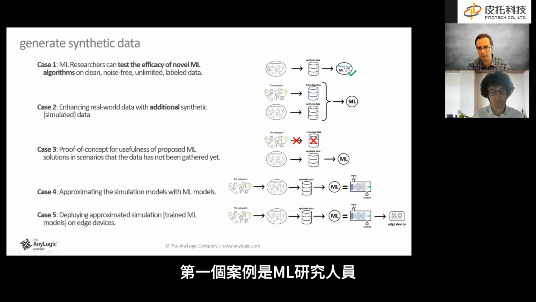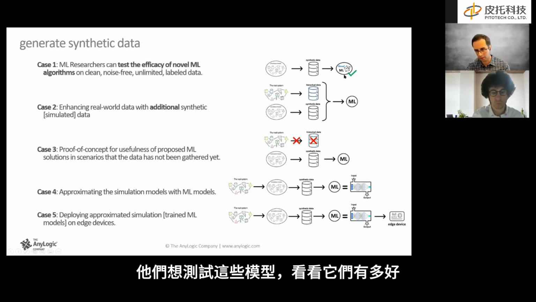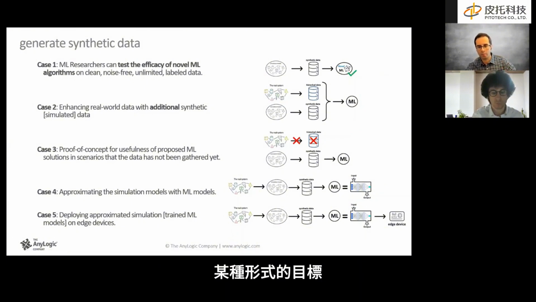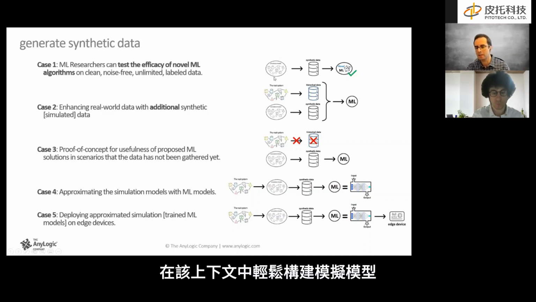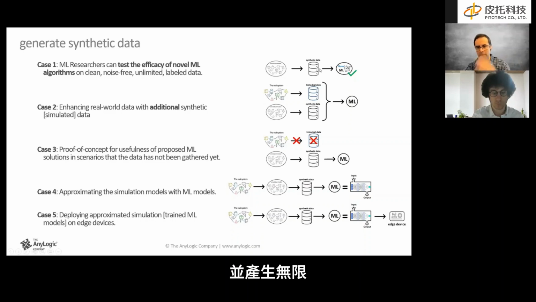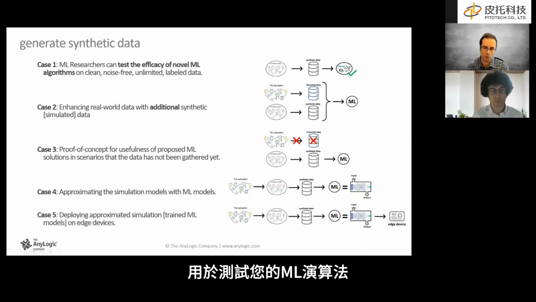The first case would be for ML researchers, people who are developing novel ML algorithms or network architectures for deep learning, things like that. They want to test these models to see how good they are. And the challenge becomes how we can have some form of objective, noise-free data, and maybe an unlimited amount of labeled data. How you can get that is almost impossible based on your specific needs from the real world, or it could be very expensive or cumbersome. In contrast, you can easily build a simulation model in that context and generate an unlimited amount of clean labeled data and use that for testing your ML algorithms.